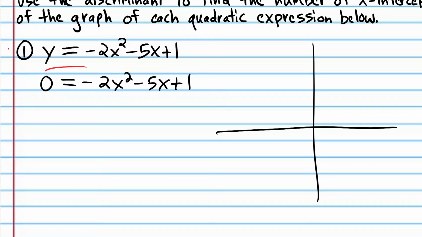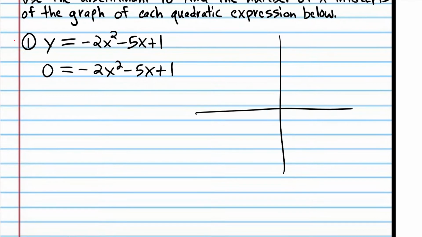If this equation has one solution, that means there's one x value that makes y 0, so the parabola might look something like this, where it would cross the x-axis once, and the x-intercept would just happen to be the vertex.